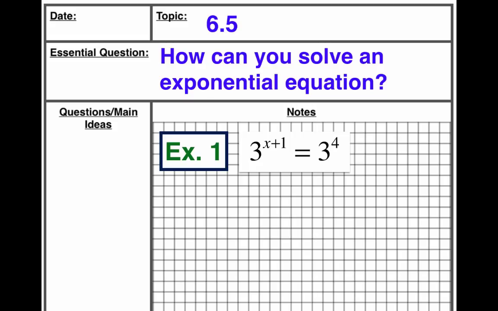Here is a pretty easy example of a problem that is an exponential equation. 3 to the x plus 1 power equals 3 to the 4th power. We are going to solve for x. Now the reason I say this one is so easy is imagine putting a line down the middle and saying let's get x by itself.